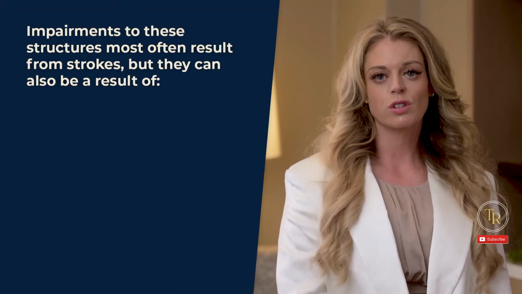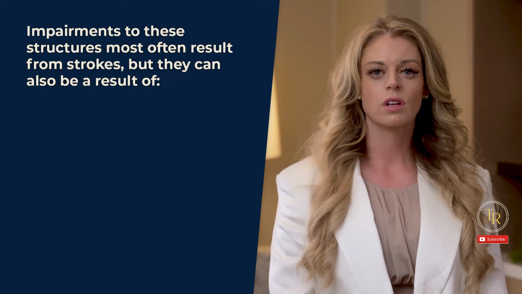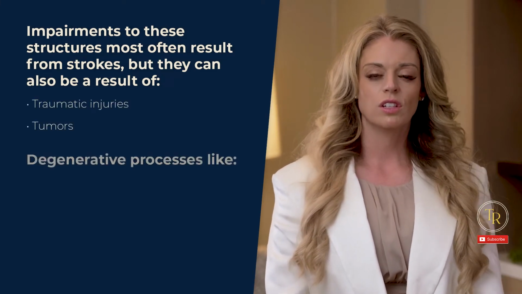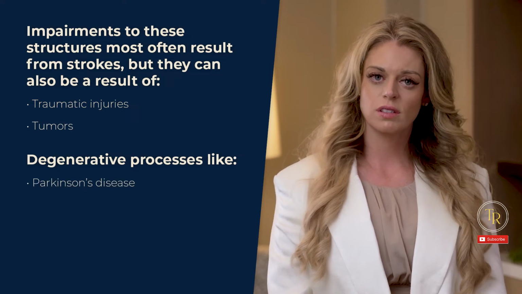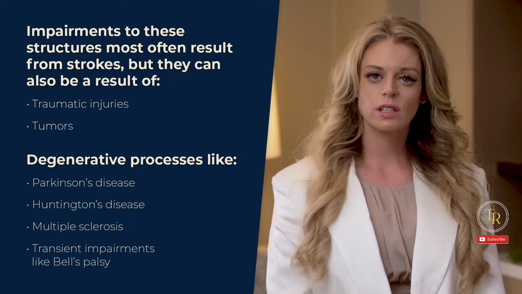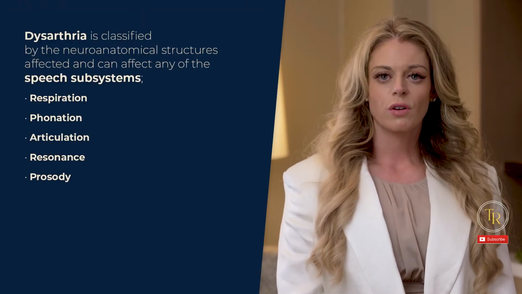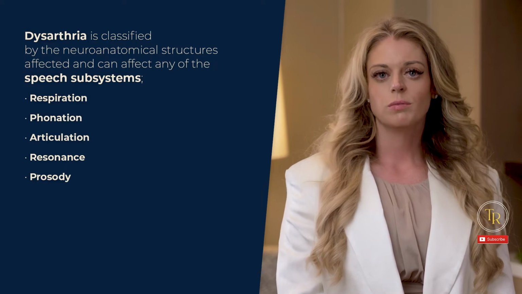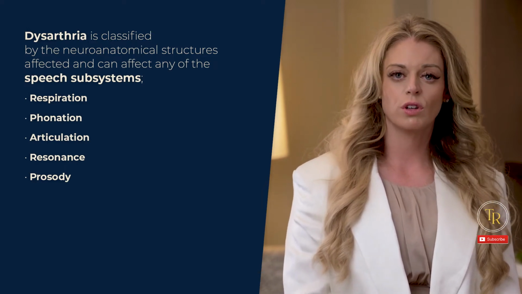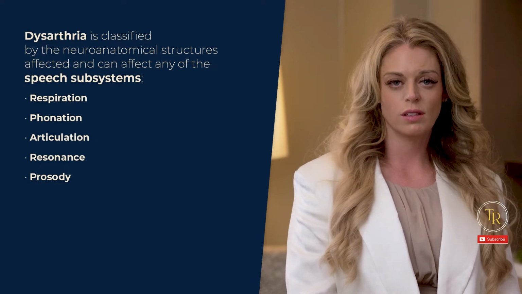Impairments to these structures most often result from strokes, but they can also be a result of traumatic injuries, tumors, degenerative processes like Parkinson's disease, Huntington's disease, multiple sclerosis, and transient impairments like Bell's palsy. Dysarthria is classified by the neuroanatomical structures affected and can affect any of the speech subsystems such as respiration, phonation, articulation, resonance, and prosody.